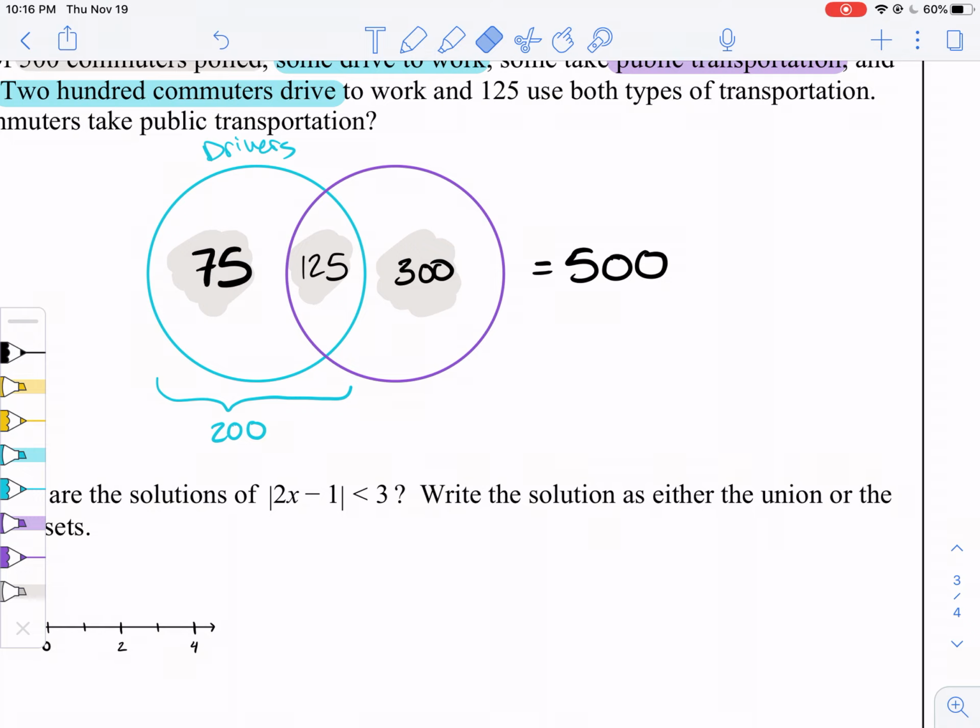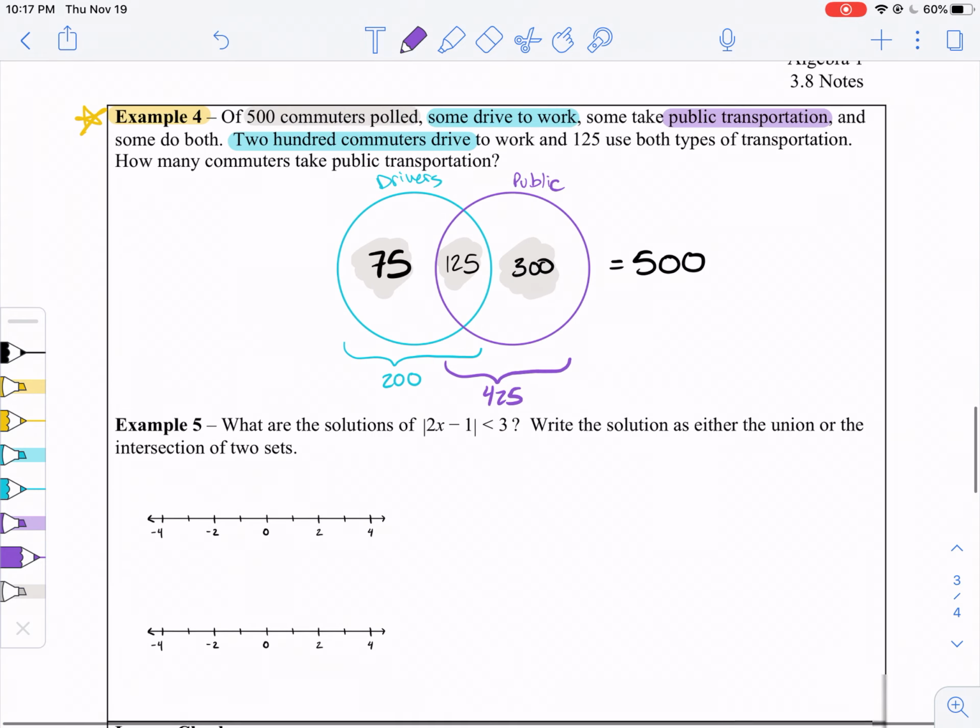Okay, so now that we know how many people only take, I assumed bus was public transportation. So now that we know how many people only take public transportation, now we can see how many take public transportation total. So we'll add up the only public with the drivers in public, which gives us 425. So how many commuters use public transportation? 425 commuters.